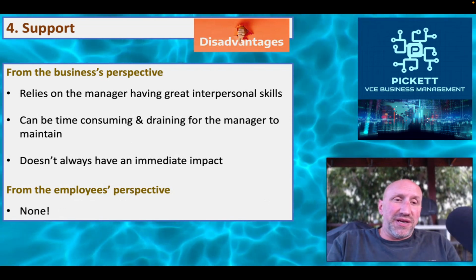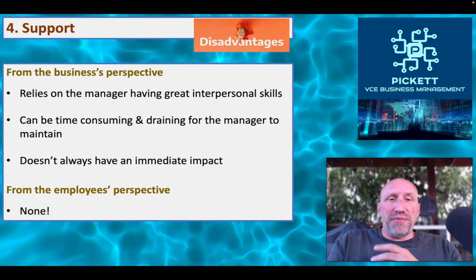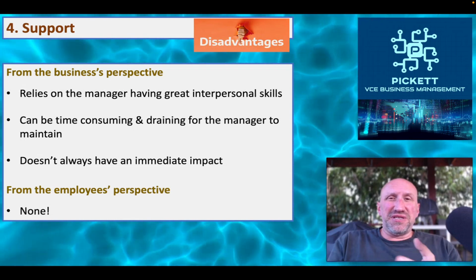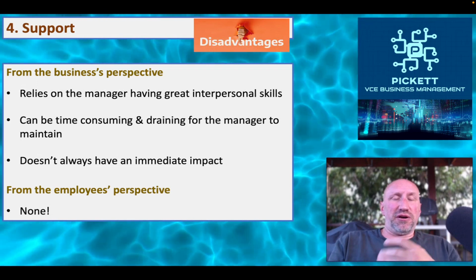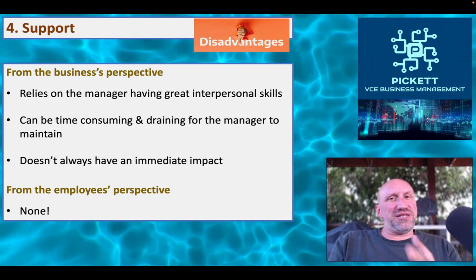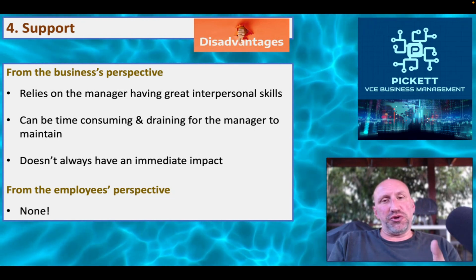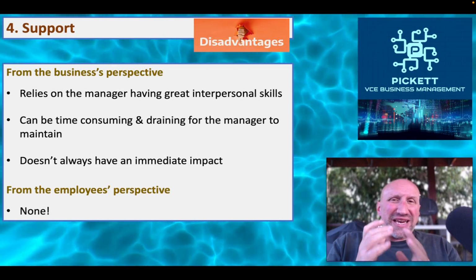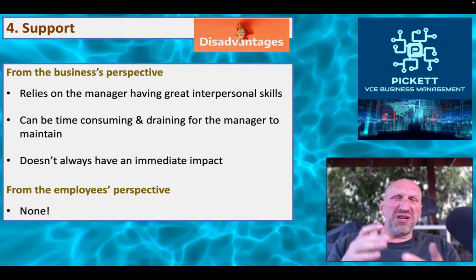Really, to be honest, not too many of these. Look, it does rely on management having really good interpersonal skills. This is definitely going to work better if you've got people that can relate to their employees and get on with them. A bit tougher for managers to do who don't have those skills. I guess it can be time consuming and draining.